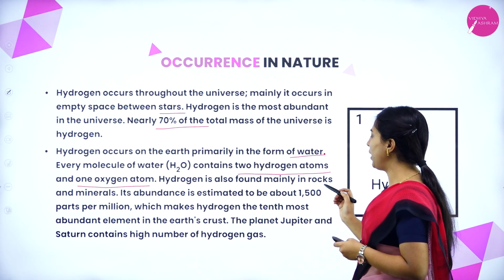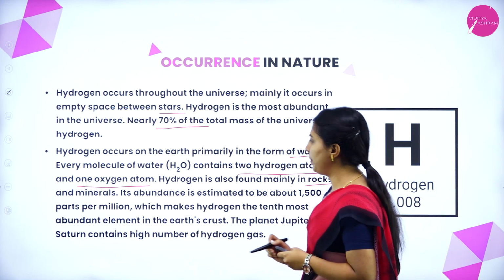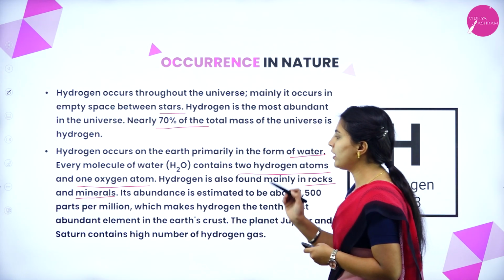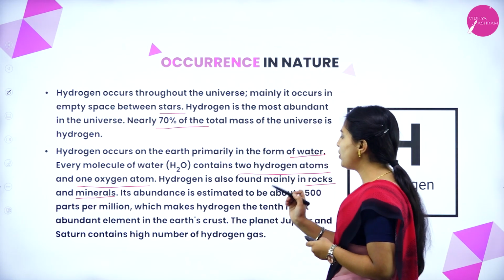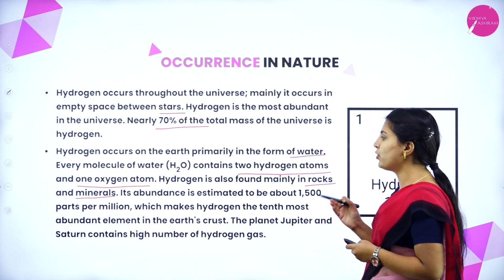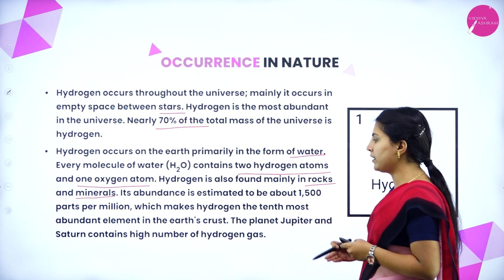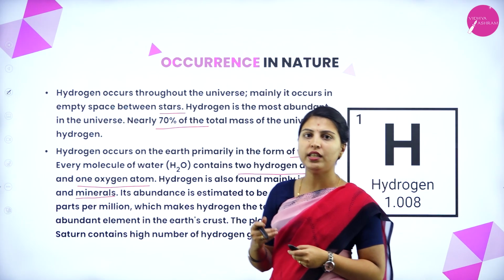Hydrogen is also found mainly in rocks and minerals. Its abundance is estimated to be about 1500 parts per million, which makes hydrogen the 10th most abundant element in the Earth's crust. The planets Jupiter and Saturn contain a high amount of hydrogen gas.